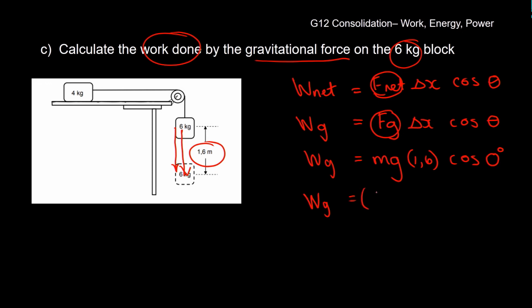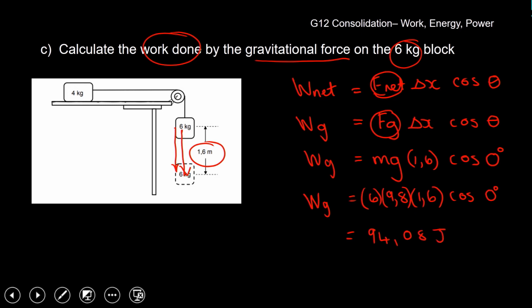Let's add in the values. The mass is the 6 kilogram block. That's what they've asked us. Gravitational acceleration is 9.8. Our displacement is 1.6, and cos of theta is cos of 0 degrees, which is always positive 1. We calculate this, and our answer is 94.08 joules. Excellent. That's a lovely question.